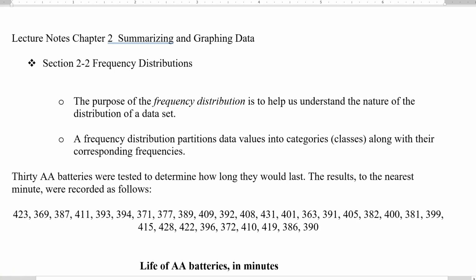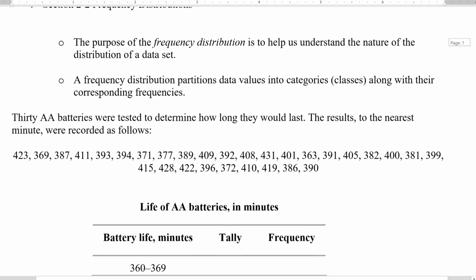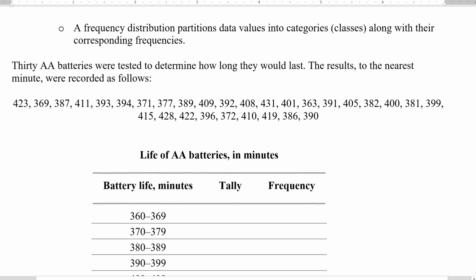So for section 2.2, we're going to look at frequency distribution. I'm going to go ahead and skip through the beginning of this. You can download this and read through it, but obviously we're going to be classifying or grouping the data. You need to figure out at some point, because I'll just give you lists of data, and you need to figure out a logical way of grouping them.